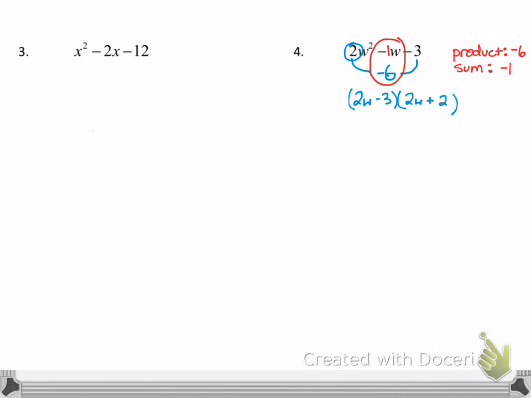Okay, good. Now we want to reduce these binomials if you can, and usually you can reduce at least one of them. 2w minus 3, that doesn't reduce. Okay, so I'm just going to rewrite 2w minus 3. 2w plus 2 reduces, and it reduces by 2. So I'm going to reduce both by 2. And so these are my two factors. That's the Miller method. Okay, I want you to at least try number 5. I'll bring it back up here and try number 5.